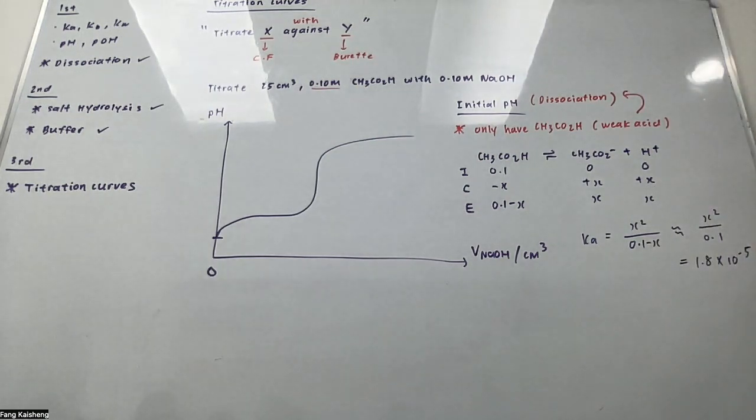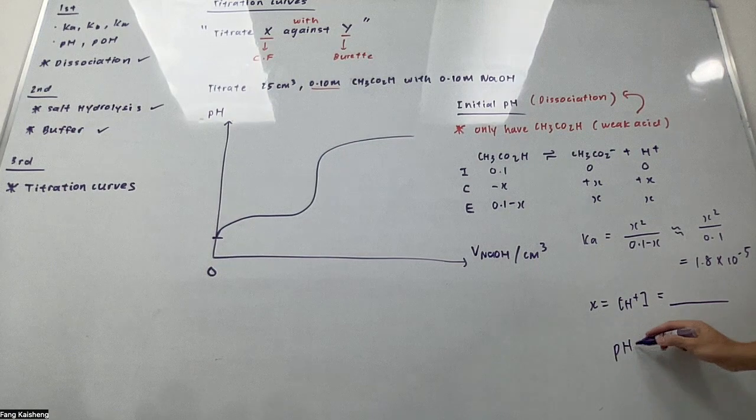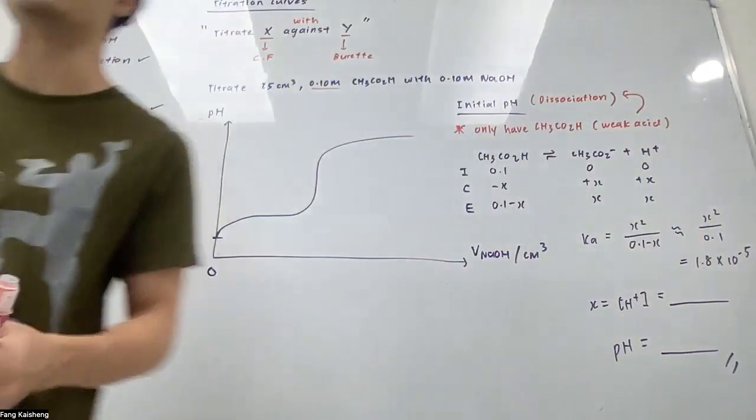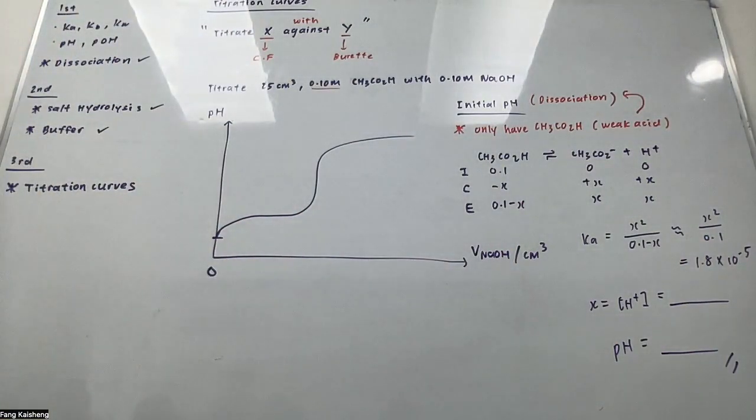And what do you solve for? Okay, what does x represent though? X represents the H plus after the dissociation, which is at equilibrium. Go and find that, and then go and find the pH value. That's how you perform the dissociation calculation. Is it difficult? I really don't think it is.